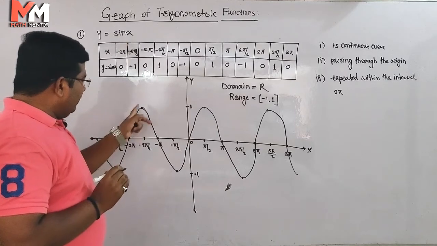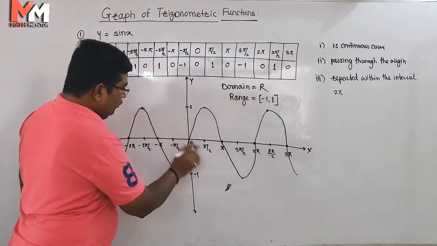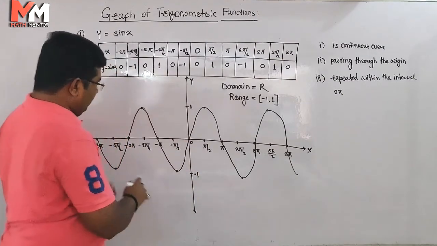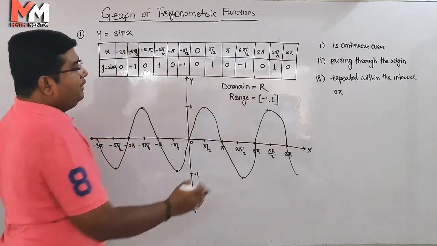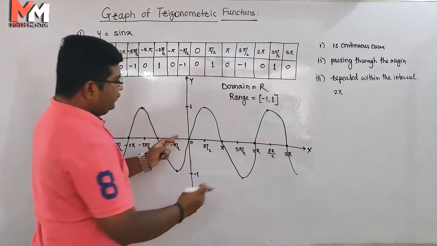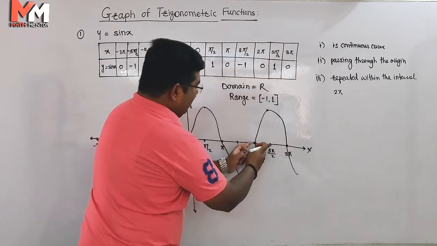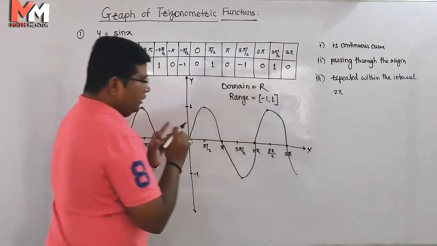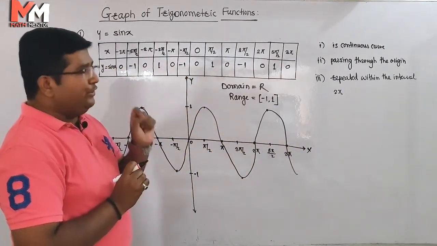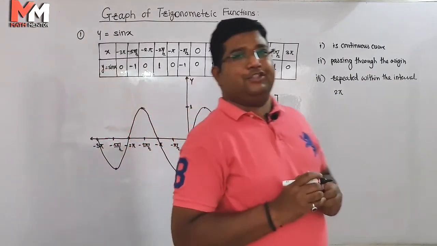So this is like waves. This curve is passing through the origin, there is no gap anywhere, no break. So this is a continuous curve. And this repeated part from 0 to 2 pi, you will get the same from here onward. So this curve is repeated within the interval 2 pi. So this is all about the graph of y is equal to sin x.